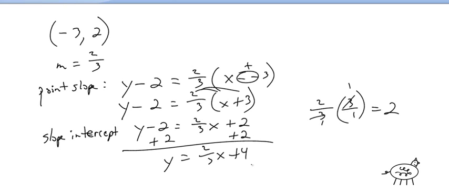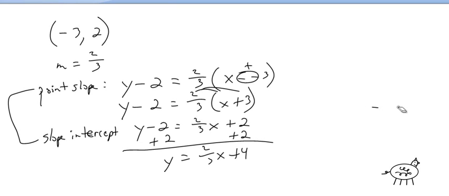Now I want to show you graphing this, and how these are going to give you the same graph. We'll put the graph right over here so you have both equations. I want you guys to understand point slope form is super easy to graph. Actually, they're both super easy to graph.